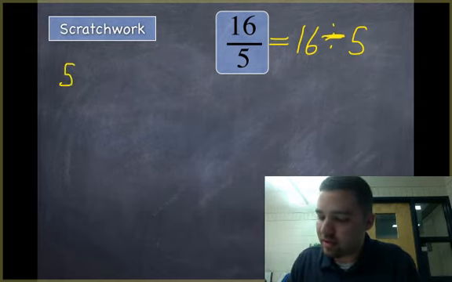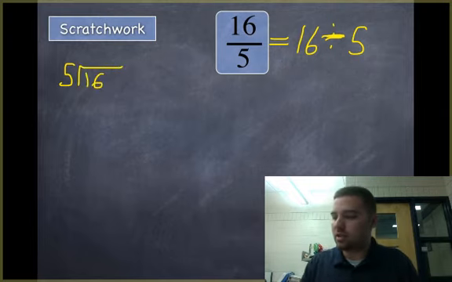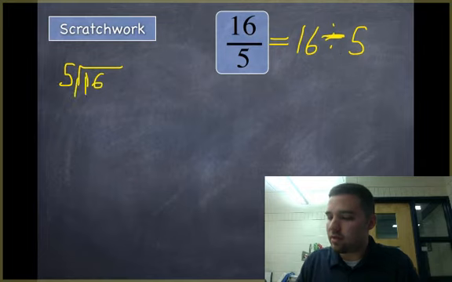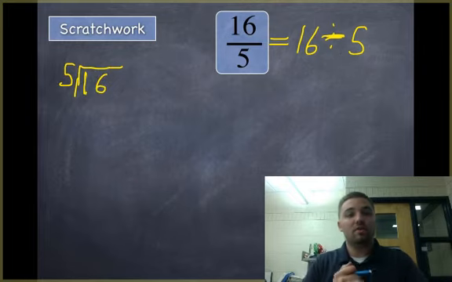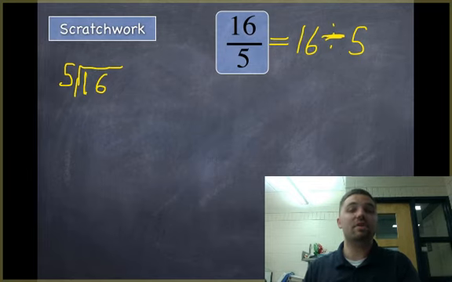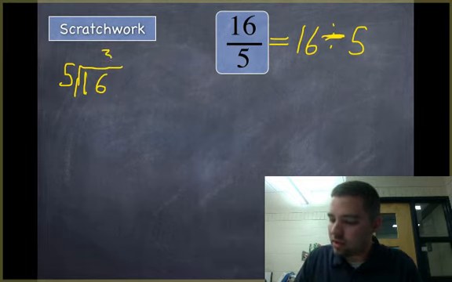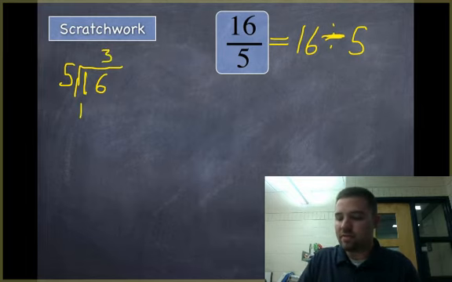We can take 5 and see how many times it will go into 16. We can do long division. In fact, let's write this a little bit bigger here. Okay, so the question I first asked myself is, can 5 go into 1? No, it can't. Can 5 go into 16? Yeah, it can. How many times? Let's see, 5, 10, 15, 3 times. So 3 times 5 is 15. Subtract, that gives me 1.